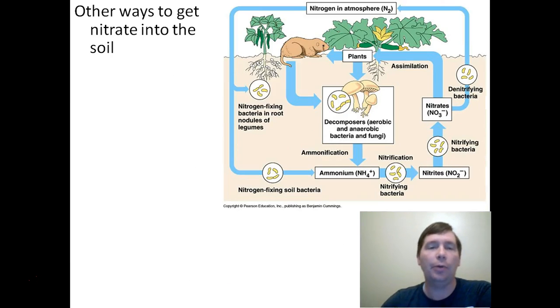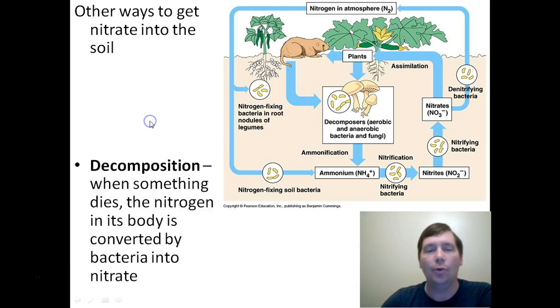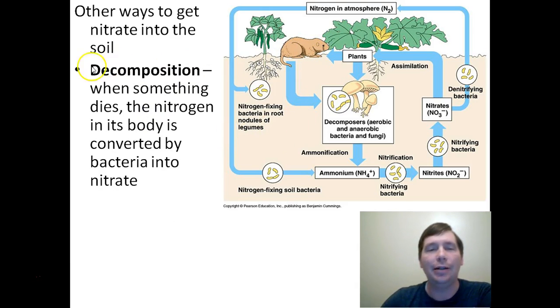Now, nitrogen fixation is the most important way that nitrate gets into the soil where plants can absorb it, but there are other ways that you can get nitrate into the soil. So we talked about this way, about how bacteria take nitrogen, convert it into nitrate, where it can be absorbed by plants. We can see a couple other arrows going on here that show you 2 other ways that we can get nitrate into the soil. The first one is decomposition. We've got to talk about decomposition again.